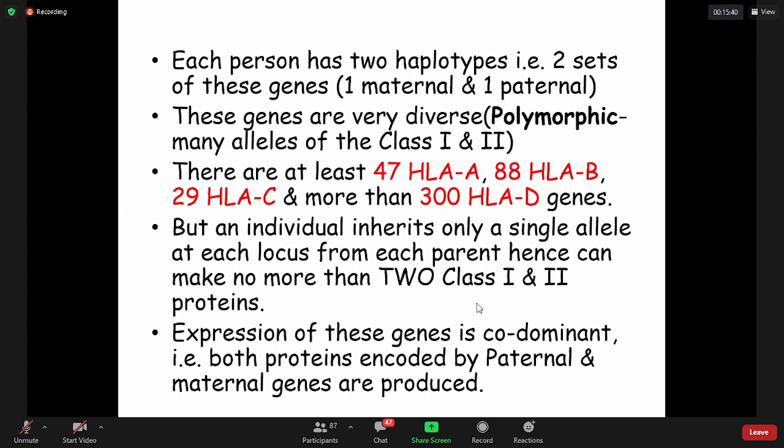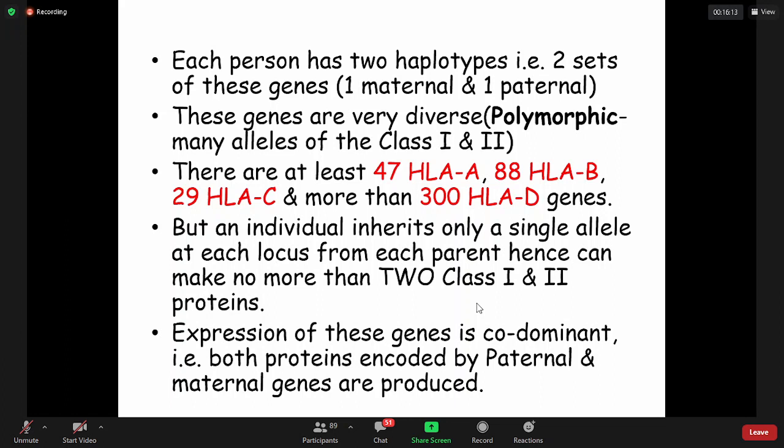As we inherit this, each person has two types. You get one from the mother, and you get the other one from your father. And they are so diverse. That's the word polymorphic. As you can see there, HLA has 47, 88, and 29, and HLA D, which is MHC2, has over 30 types or haplotypes, we may call them.